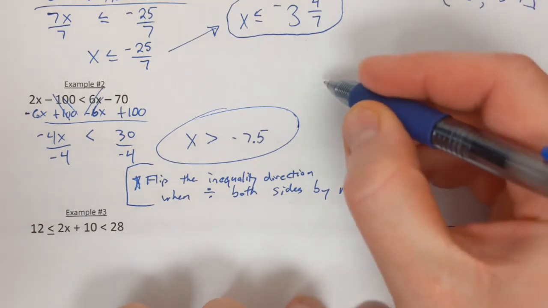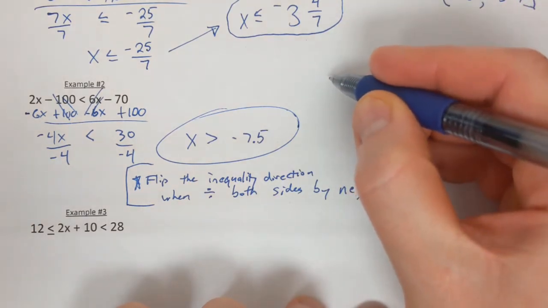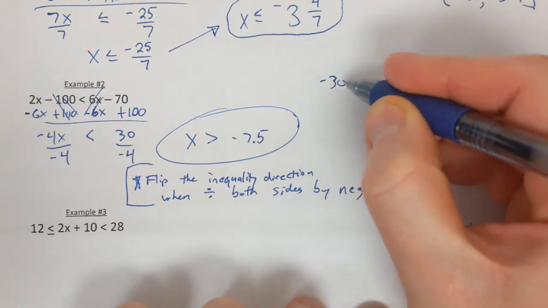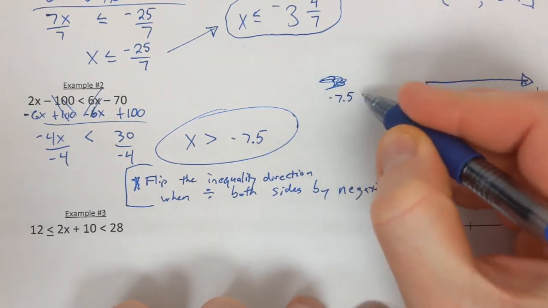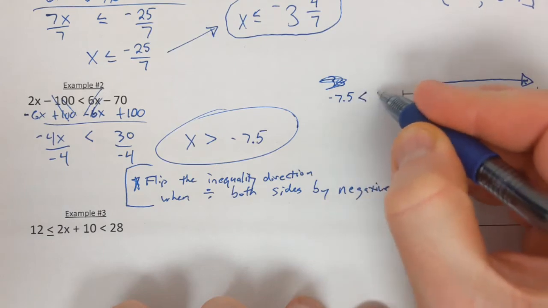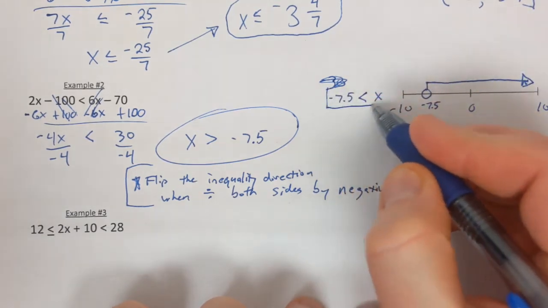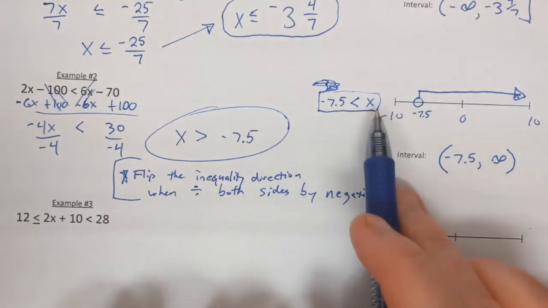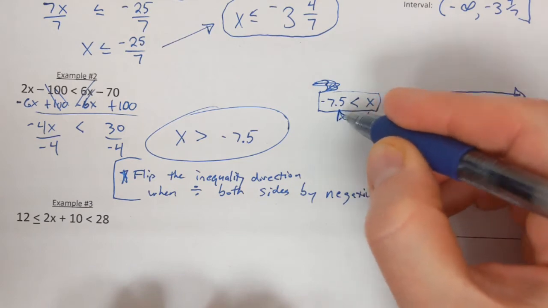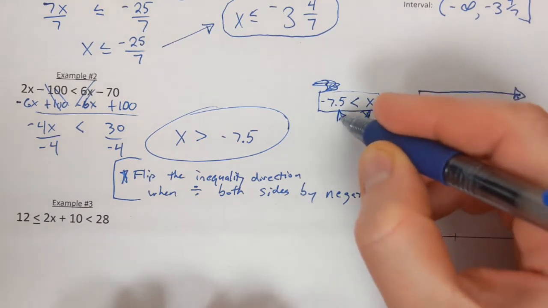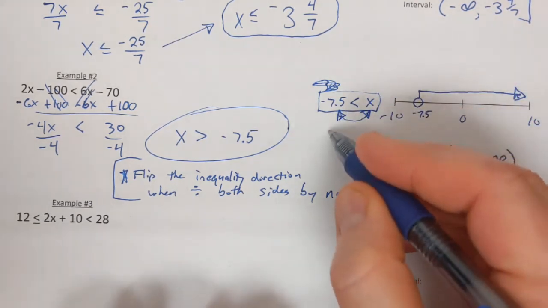There's a scenario where you could have solved this a little bit differently. I've seen some students solve this inequality and they'll get -7.5 is less than x. If you ever get an answer where the x is on the right-hand side of the inequality, then you should always flip. When you write an inequality like this, a basic inequality, the x should always go on the left.